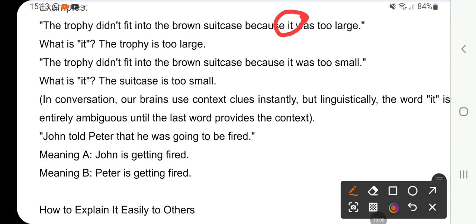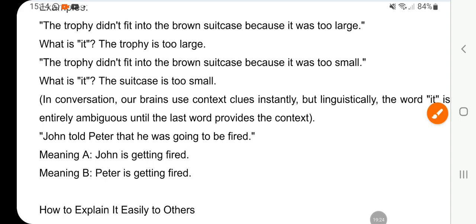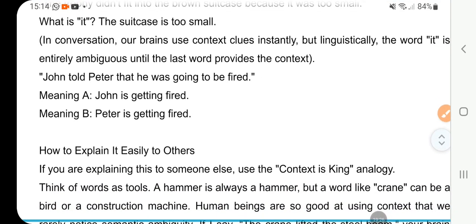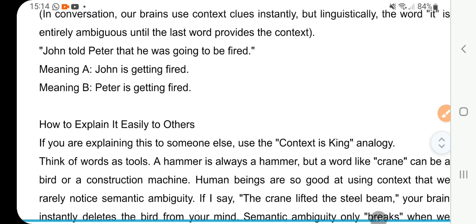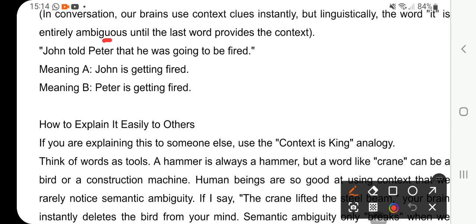In conversation, our brains use context clues instantly. But linguistically, if context is clear, then the situation is clear. But linguistically, the word it is entirely ambiguous. That word it is entirely ambiguous until the last word provides the context.